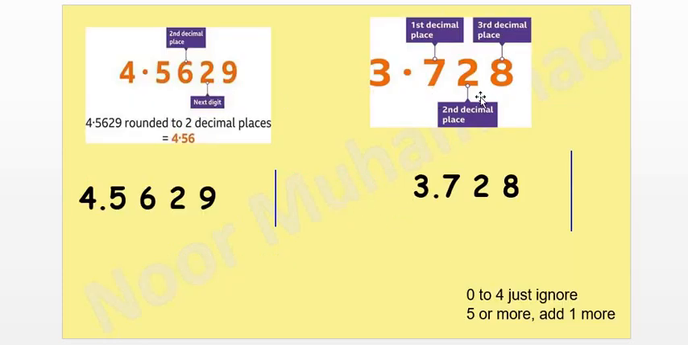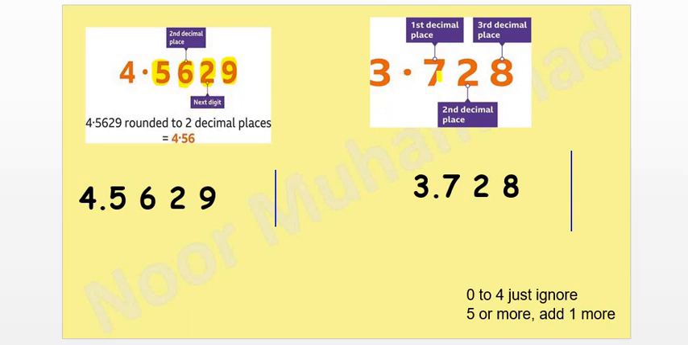So here I have taken two numbers. First of all, you have to know how we count the decimal places. Remember, after the decimal, the first digit is called the first decimal place, the second digit is the second decimal place, and so on. This one will be the third one, this will be the fourth one.